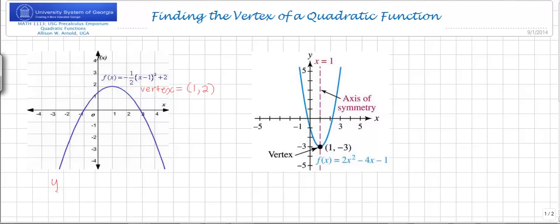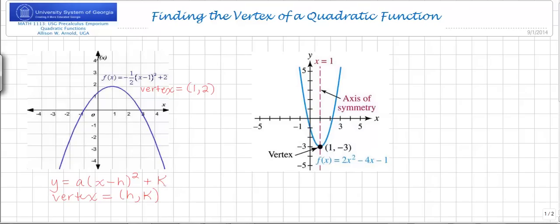And so in our last video, we said that in general, if you had y equals a times x minus h quantity squared plus k, your vertex would indeed be the ordered pair h, k.